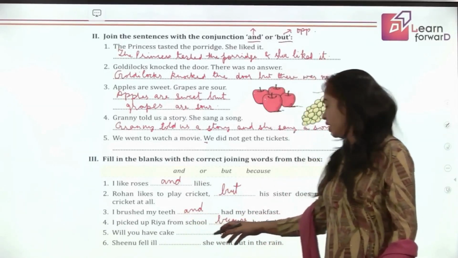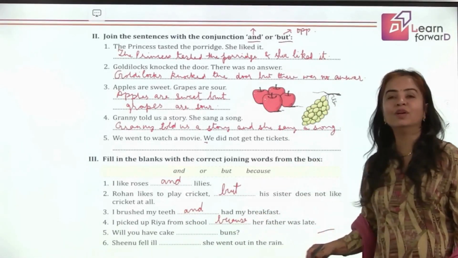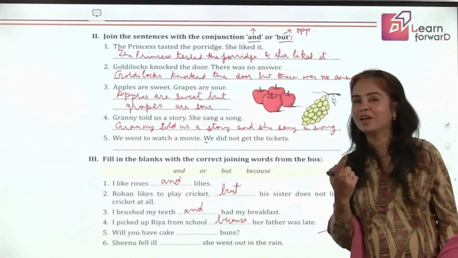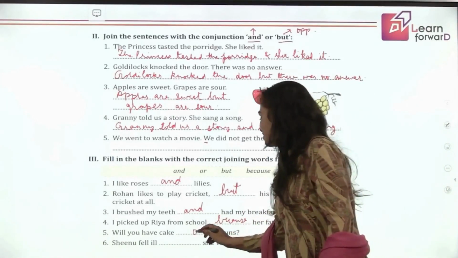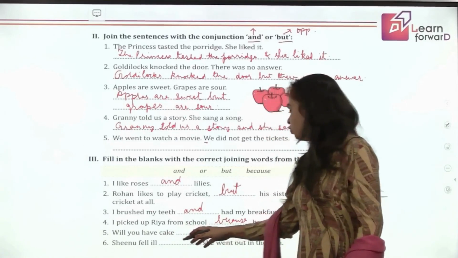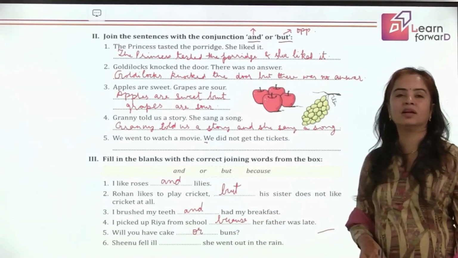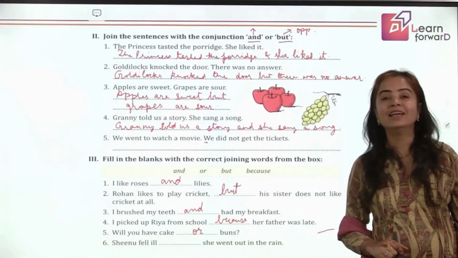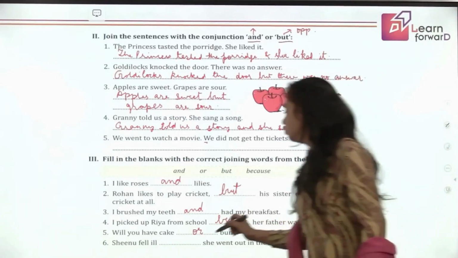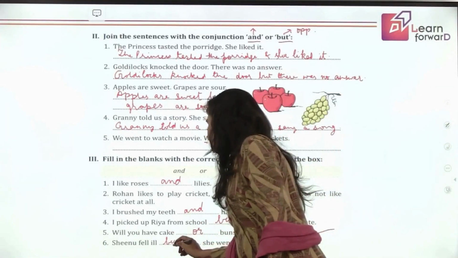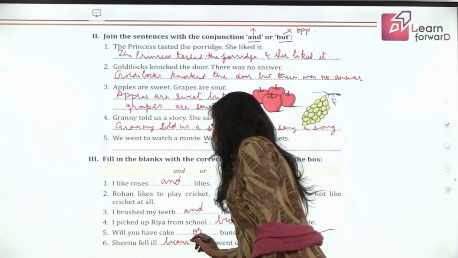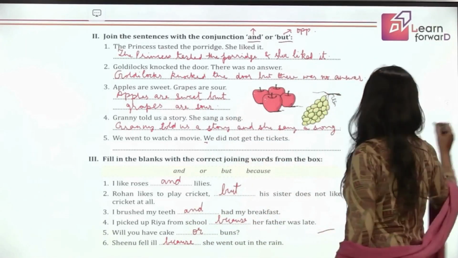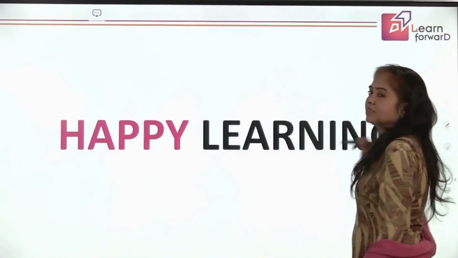Will you have cake? Dash buns. Oh, there is a choice. That means you can have one only. Yes, good. So it will be or. Sheenu fell ill. She went out in the rain. Here, what is it? Reason. Very good. So what are you going to use here? Because. You all are doing very well. So you are understanding the topics, isn't it?